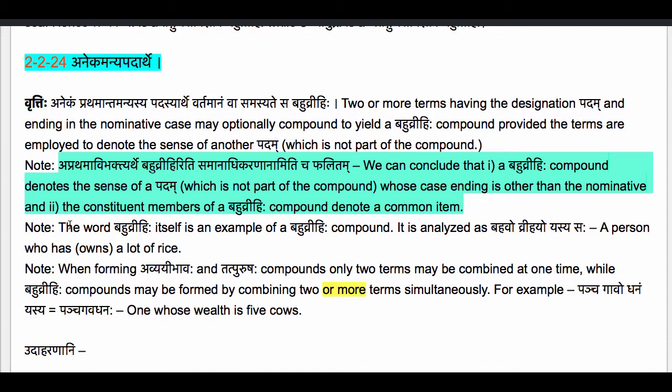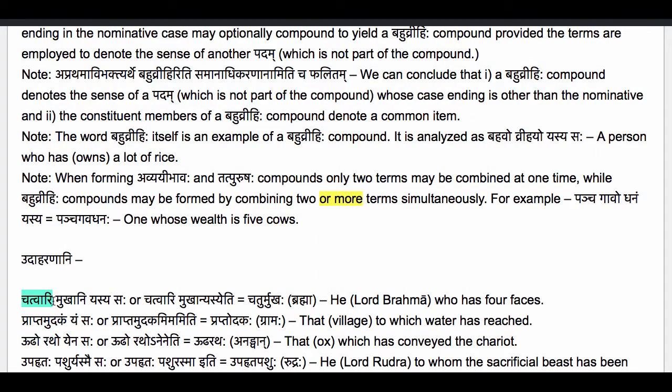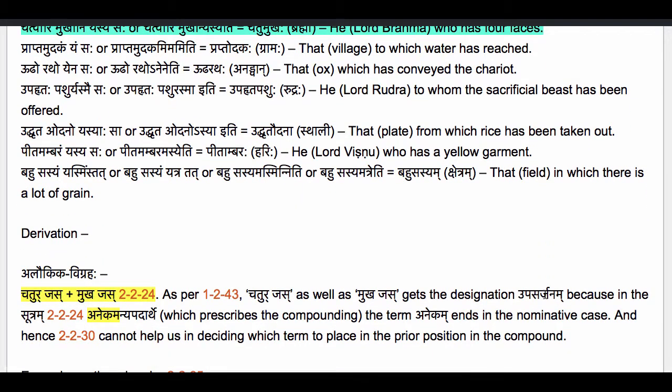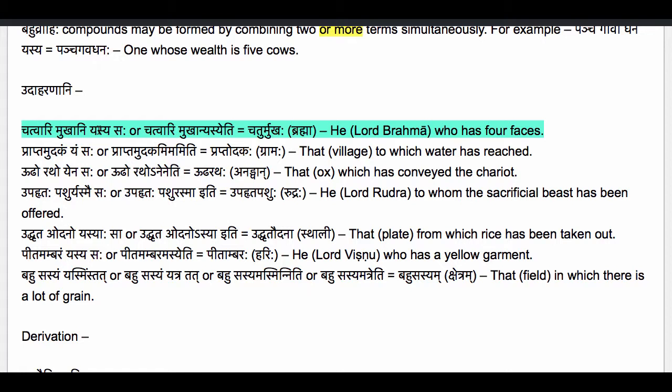The first example we'll be taking is Chatvari Mukhani Yasya Saha, one whose faces are four. So four faces obviously are referring to the faces themselves, but the entire compound Chaturmukha is referring to Brahma, the one who has four faces. So the individual members of the compound refer to the faces themselves, while the entire compound Chaturmukha is Anyapada Pradhanaha. In this case, the Anyapadam is Brahma. And we can see in the Vigraha Vakyam, the case ending attached to the term denoting that Anyapadam is Shashti Vibhakti. The Vigraha Vakyam has Yasya Saha, while the case endings attached to the constituent members of the compound, of course, is the Prathama Vibhakti, Chatvari Mukhani.